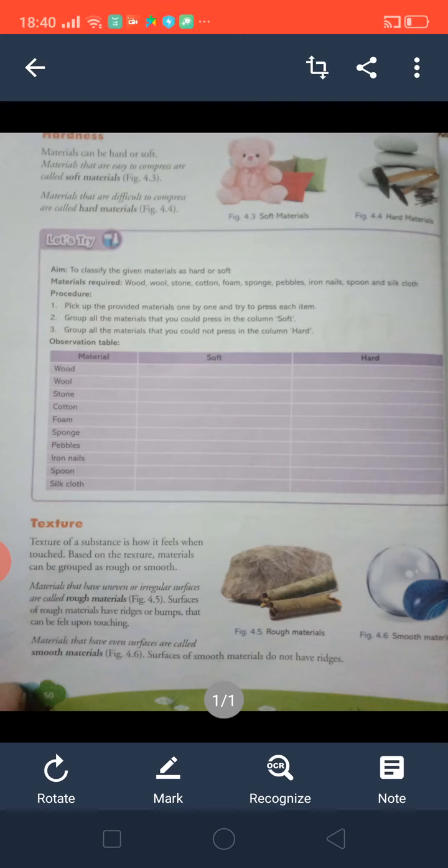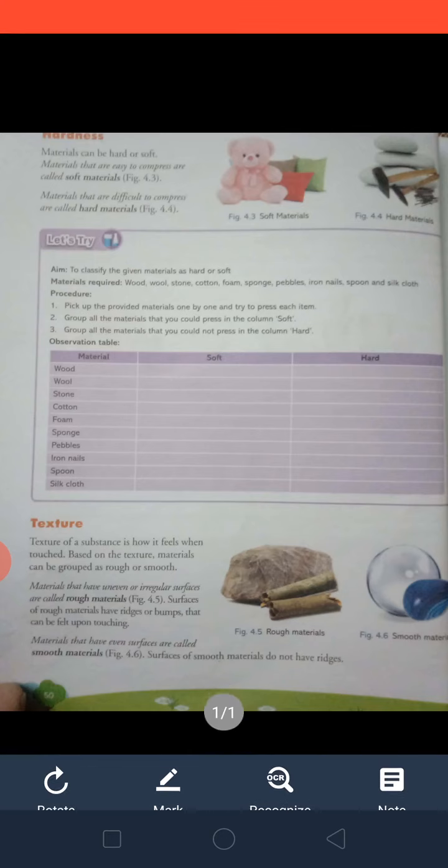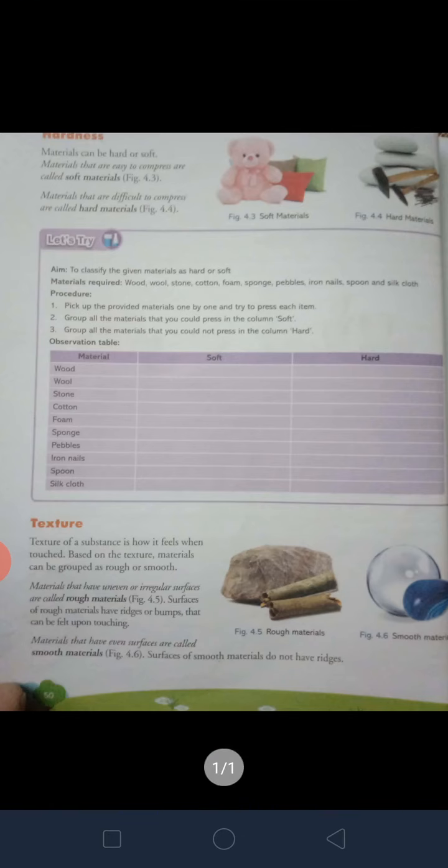Yes, students. Again take a round into your house. Search out the things that are easy to press, that you can press. Pick up each and everything one by one and try to press those things that are easy to press. Collect them and come near the table and keep on one side of the table the things that can be pressed.